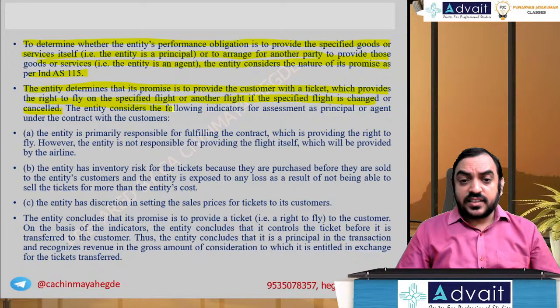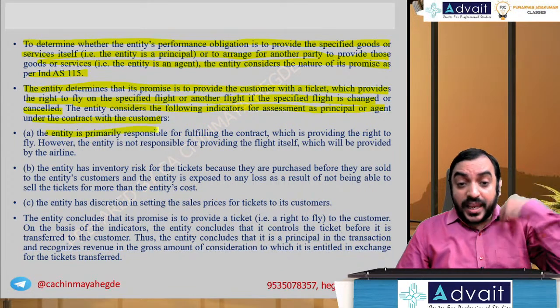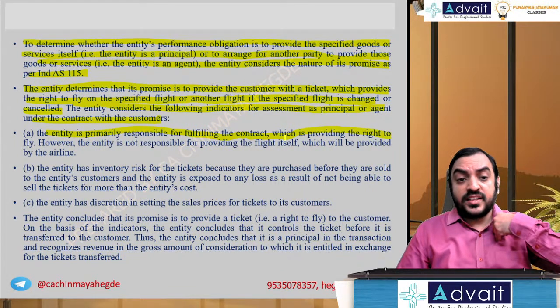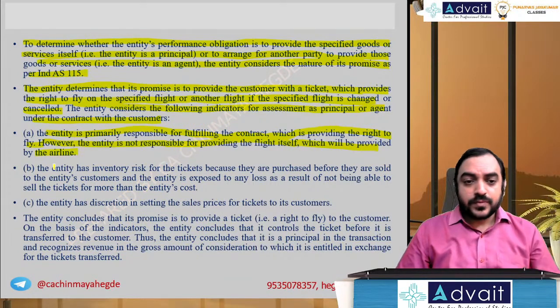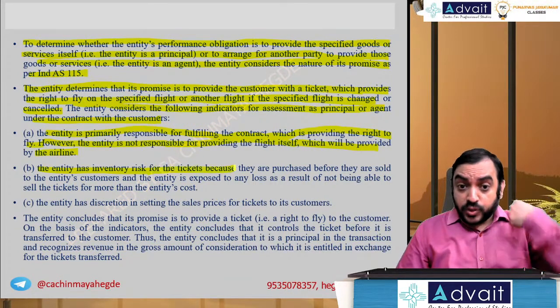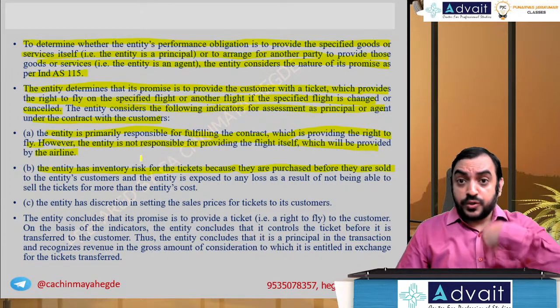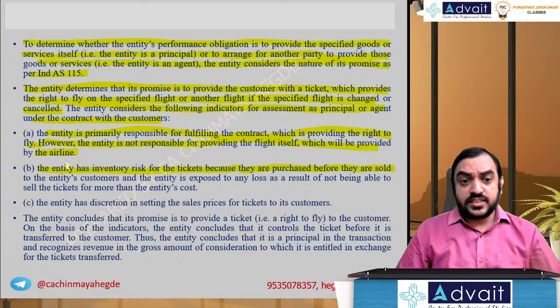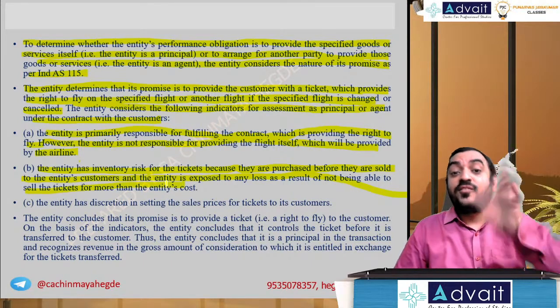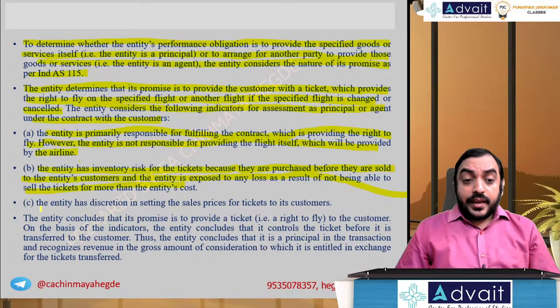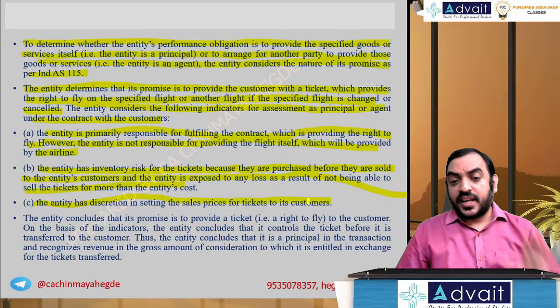The entity considers the following indicators for assessment of principal or agent under the contract with the customer. The entity is primarily responsible for the contract, which is providing the right to fly. However, the entity is not responsible for providing the flight itself, which will be provided by the airline. That's okay. The entity has inventory risk for the tickets because they are purchased before they are sold. So if you are not able to sell, you carry the risk. The entity carries the risk to the entity's customers, and the entity is exposed to any loss as a result of not being able to sell the tickets for more than the entity's cost, inventory risk, holding cost. The entity has discretion in setting the sale price for the ticket to the customer.